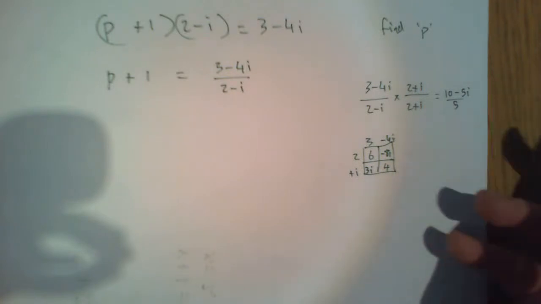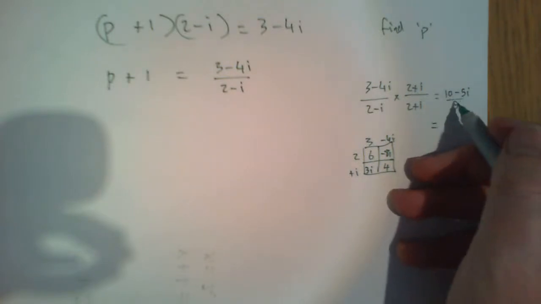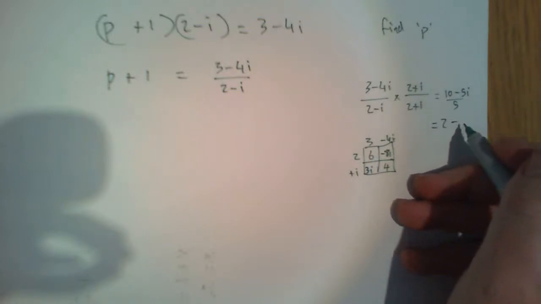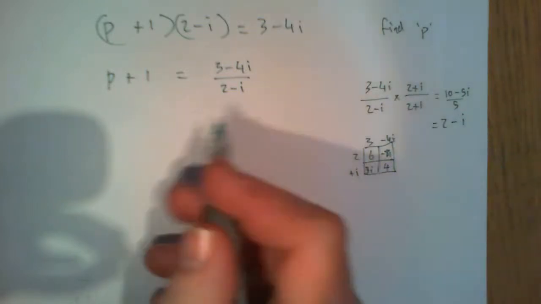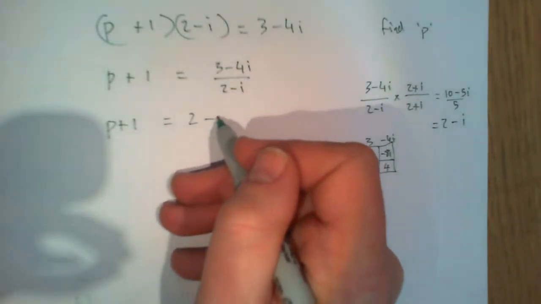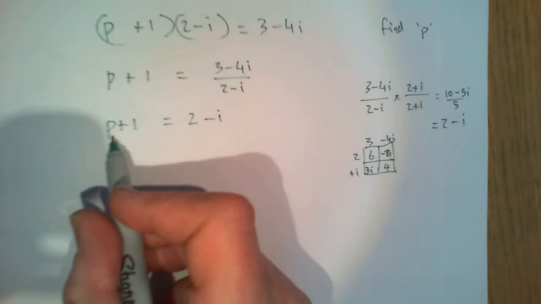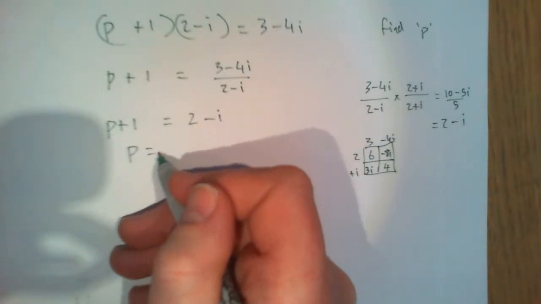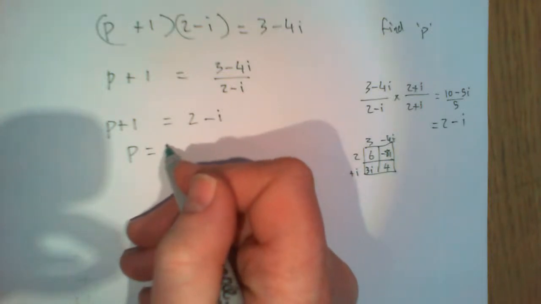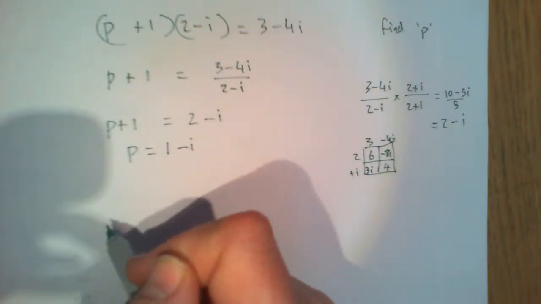So, this is what it looks like. Of course, we know what that becomes. 10 divided by 5 is 2 minus i. So now we have p plus 1 is equal to 2 minus i. p is equal to, subtract 1 from both sides, 1 minus i.